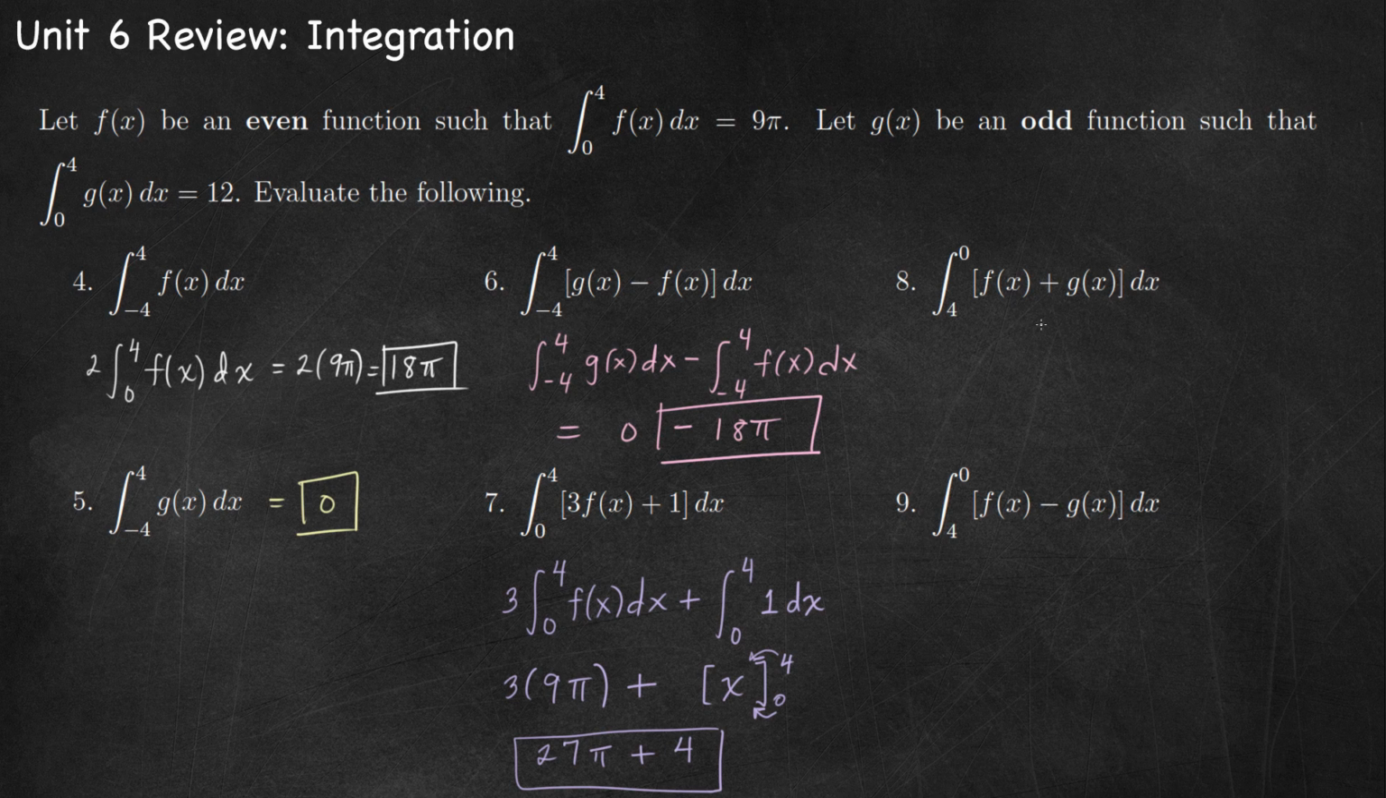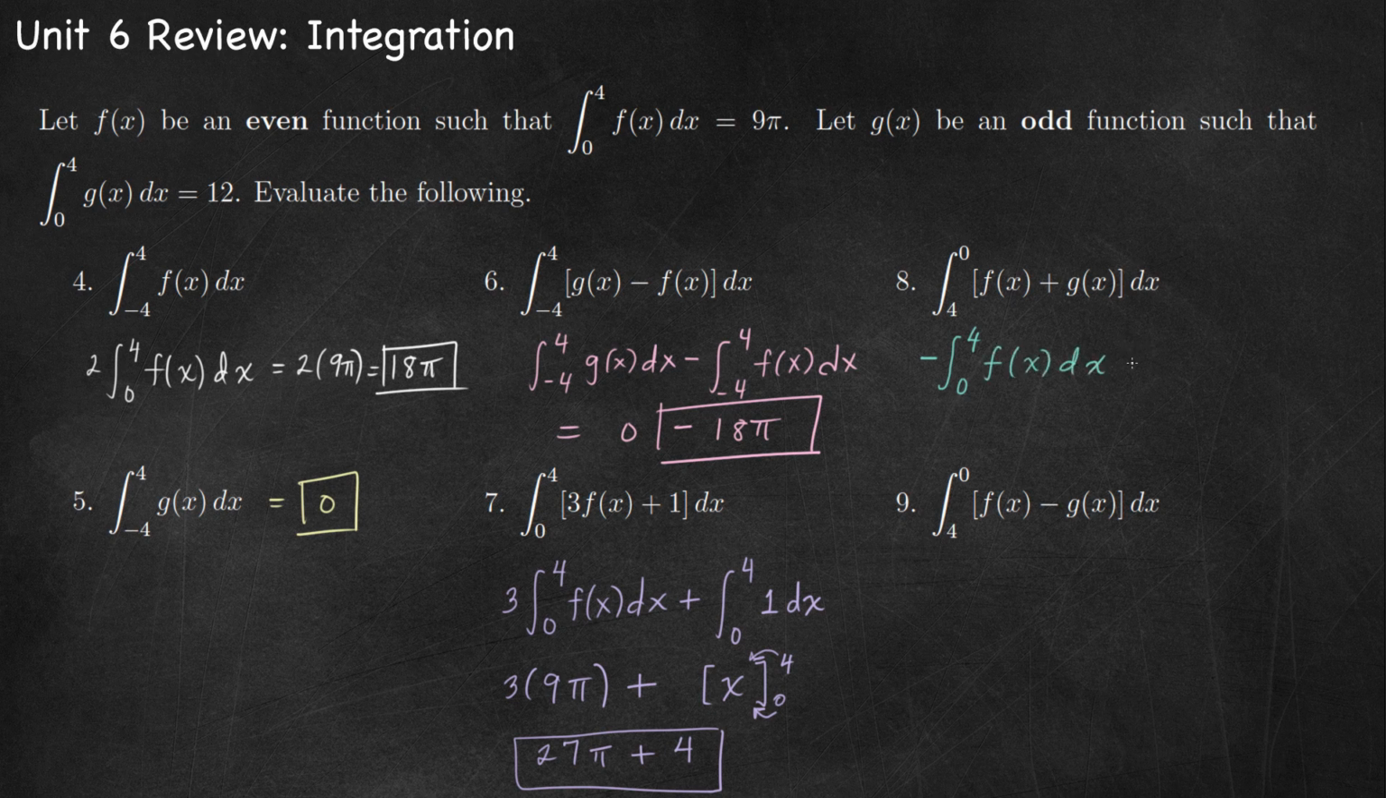Number 8, we're going to separate this into two integrals. And the first one will be the integral of f from 4 to 0. Now we don't know the integral of f from 4 to 0, but we know the integral of f from 0 to 4, which is just the opposite of the integral from 4 to 0. So I'm going to go ahead and flip the bounds. Instead of going from 4 to 0, I'm going to go from 0 to 4. And when I do that, I have to multiply the integral by negative 1.